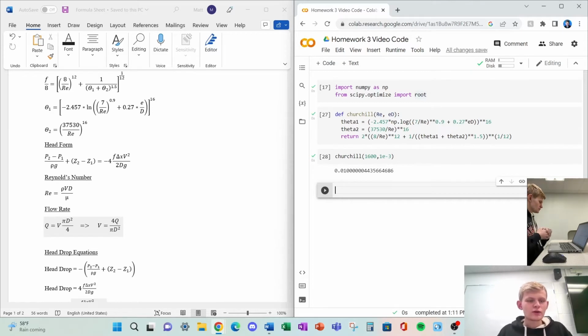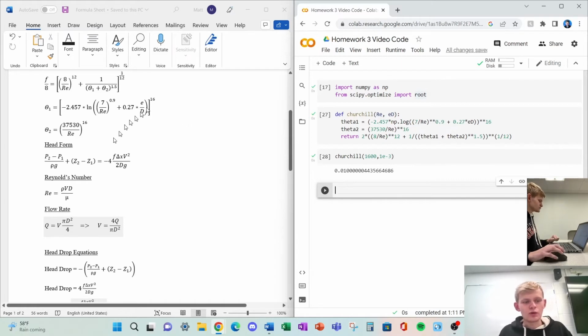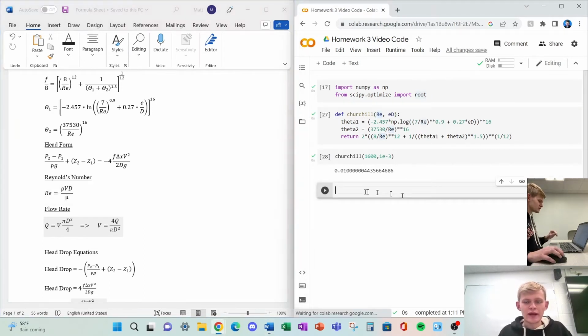So from here, we need to define a couple things. We're going to be using our Reynolds number. So we're going to be using our Churchill equation, but instead of inputting an already known Reynolds number, we're going to calculate a Reynolds number given a pipe segment. And if you notice, we have a diameter in here. So we actually need a couple things. We need our density, we need our viscosity, and we also need our gravity.